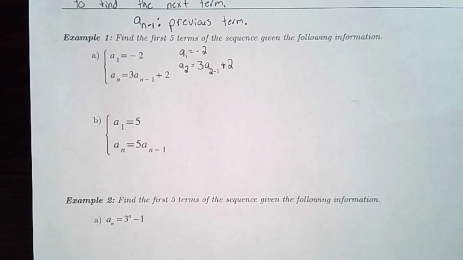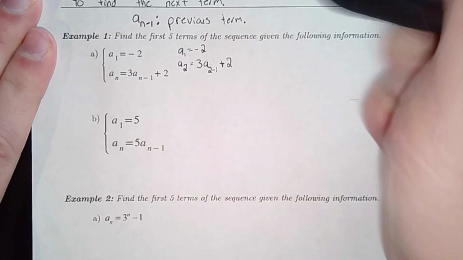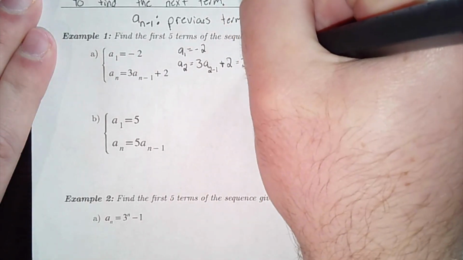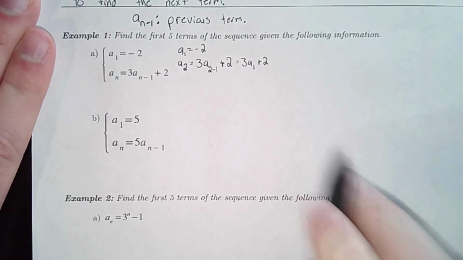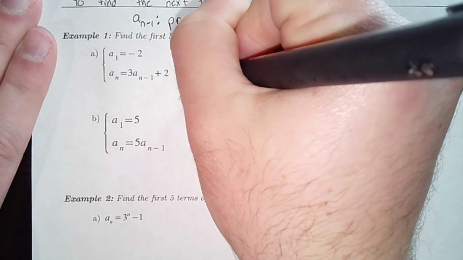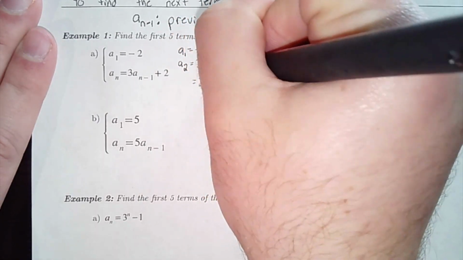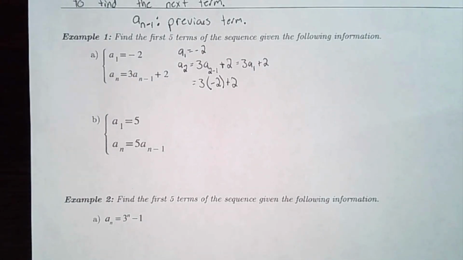If I just look at what I have here, 2 minus 1 is all in the notation there. I can do that real quick. 2 minus 1 is just 1. So this is 3 times a sub 1 plus 2. Well, a sub 1 is the first term that I already know. That's the negative 2, so I'm going to plug that in. This is going to be 3 times a negative 2 plus 2. If I can do that, I'll have my second term.